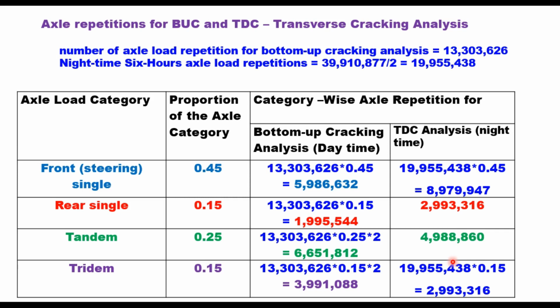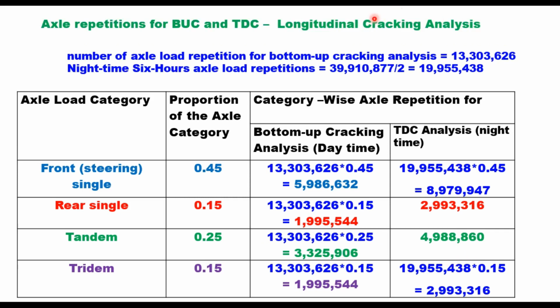And similarly for longitudinal cracking, you can find out the category wise axle repetitions. Here, when you are considering longitudinal cracking analysis, the only difference is that you don't multiply the tandem axle and tridem axle by 2. Otherwise all these values are the same.